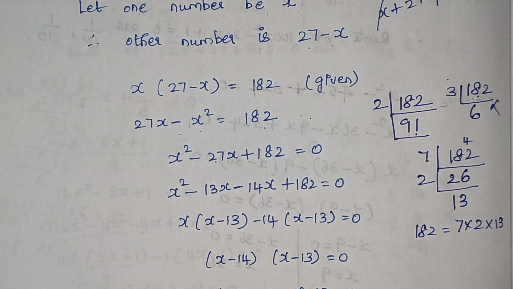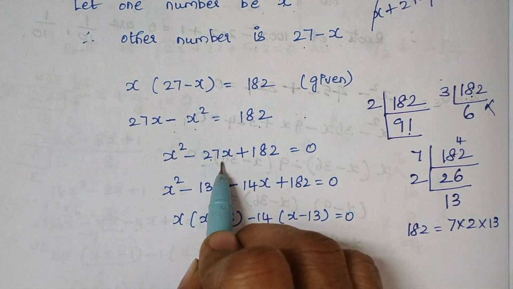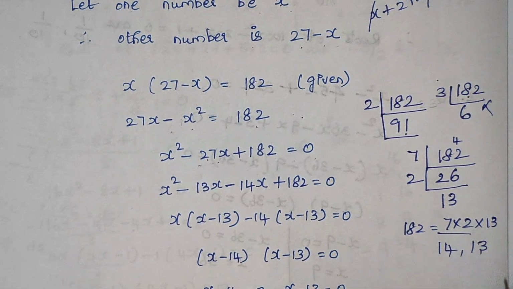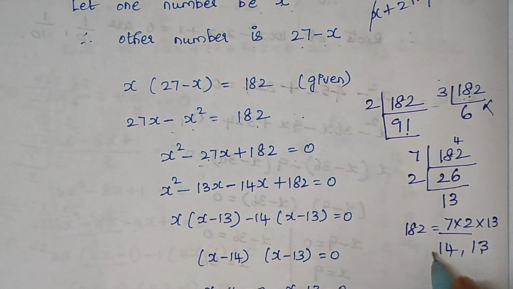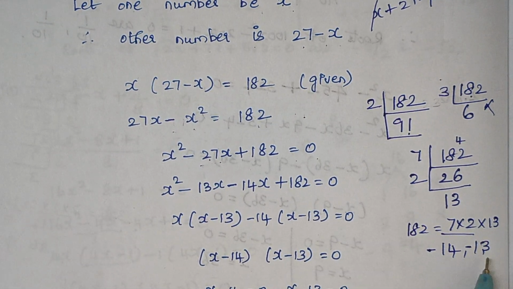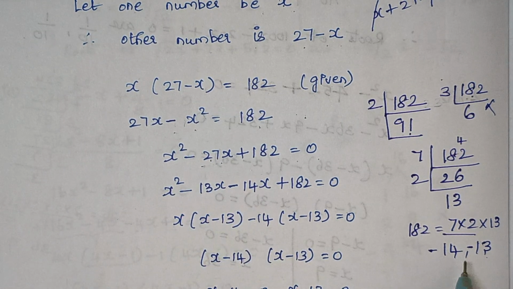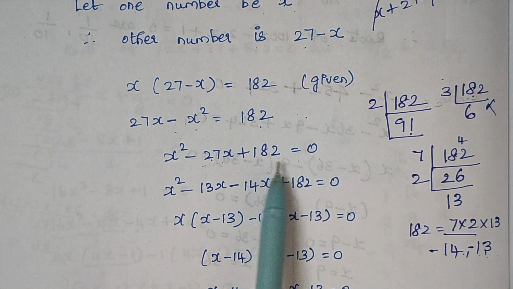In this case, when you add those two numbers, you should get 27. So 7 2s are 14. I am taking 14 and 13 here. Again you need a minus 27, so let these be minus 14 and minus 13. Minus 14 minus 13 gives you minus 27x. And when you multiply minus 14 into minus 13, this gives you plus 182.